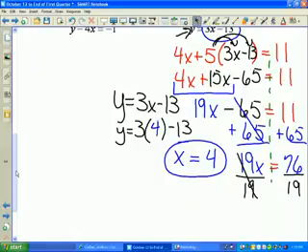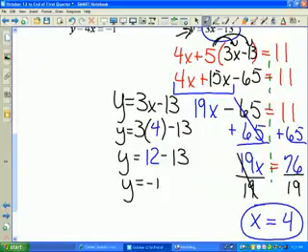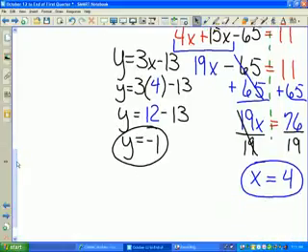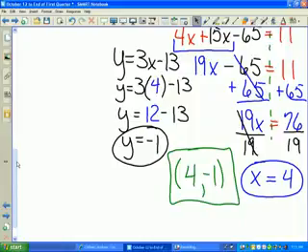So now, multiplication. So 3 times 4, that gives me my 12, minus 13. And 12 minus 13 is what? Is negative 1. So now, let's put it all together. My ordered pair, in this case, remember your x comes before your y, so it should be 4, negative 1. So that is the point of intersection. Okay?